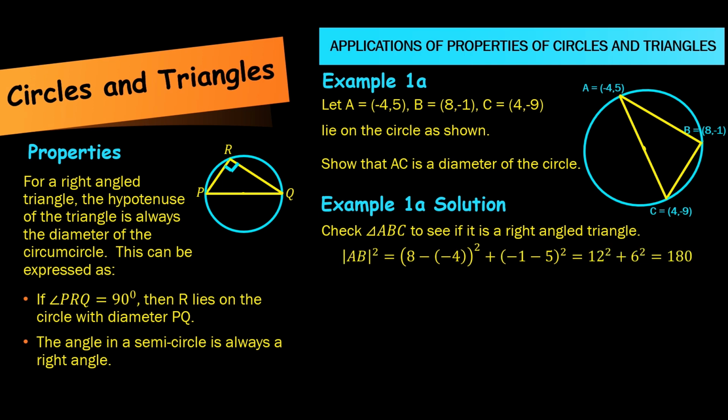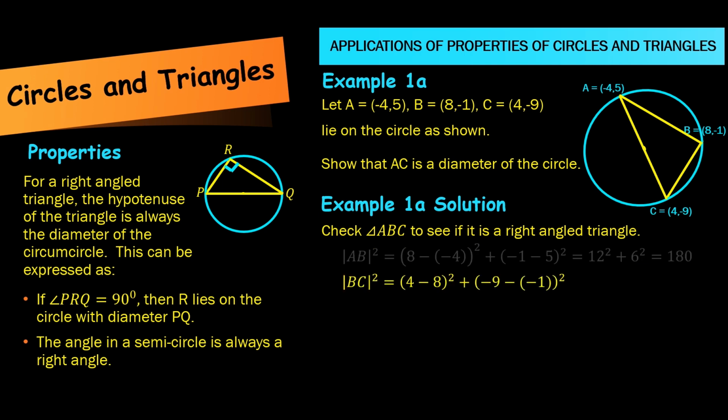Now let's take a look at the length of the other two sides. So let's take a look at BC. Mod BC squared is equal to (4 - 8) all squared plus (-9 - -1) all squared. This equals 4 squared plus 8 squared, which is equal to 80.